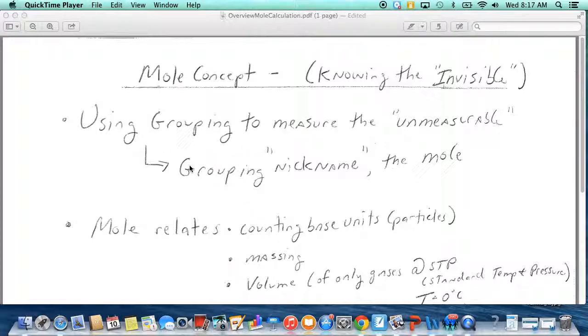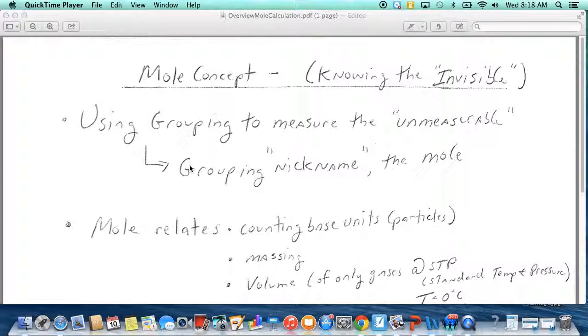Any one of those base particles is too small to count, to mass, or to find the volume of. So what we've done is we've created a system, a grouping system, so that if we group these particles in large enough amounts, we can actually weigh something and know how many of those particles we have. Therefore, we can measure something that is not actually able to be measured.